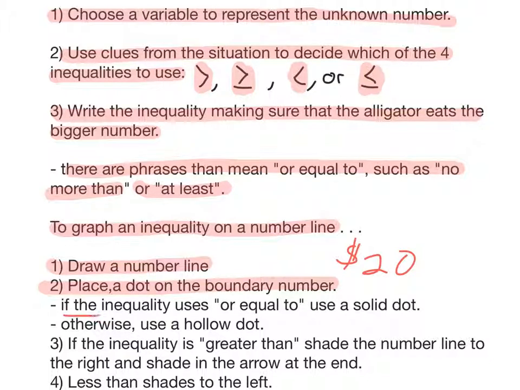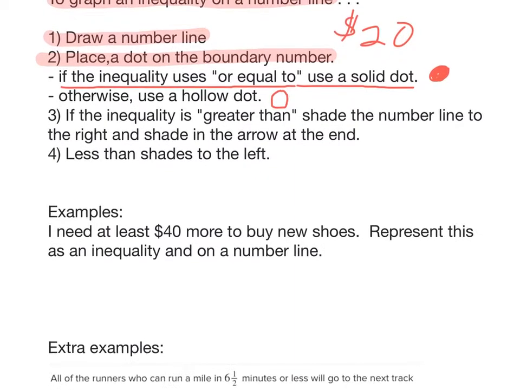And if the inequality uses or equal to, that dot I place is going to be a solid dot. So if it's greater than or equal to or less than or equal to, it's a solid dot because that includes that number. Otherwise, if it's just greater than or less than, it's a hollow dot. That shows that you're not including that number. If it's less than $20, it couldn't equal $20, so you don't fill in the dot. Pay close attention to the examples we do.